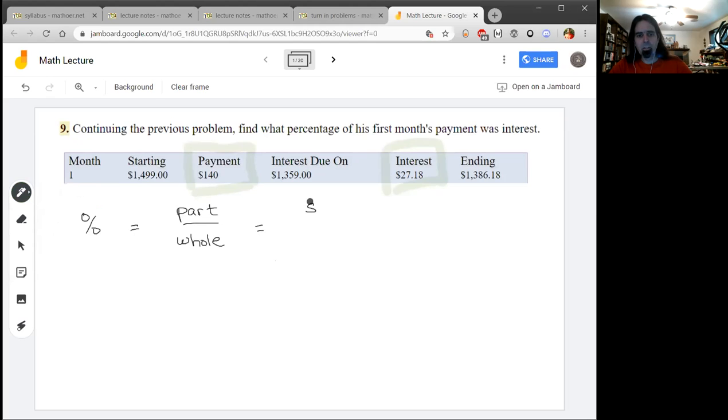So the part is the 27.18. The whole is 140. Top divided by bottom changes that to a decimal.